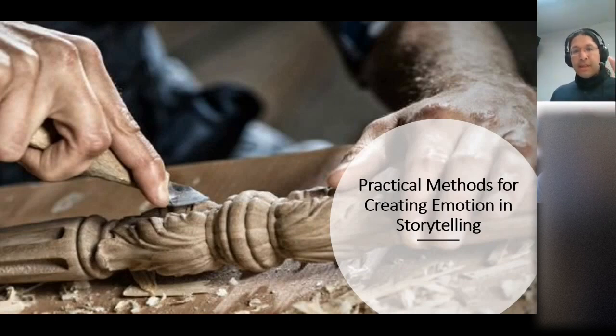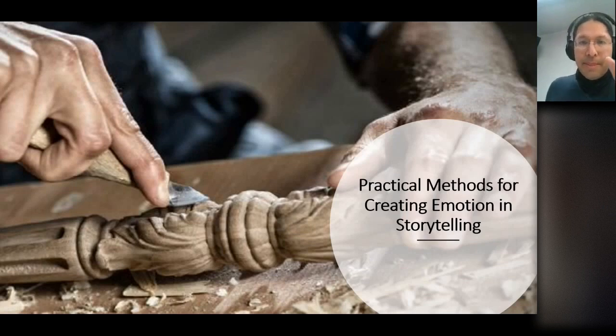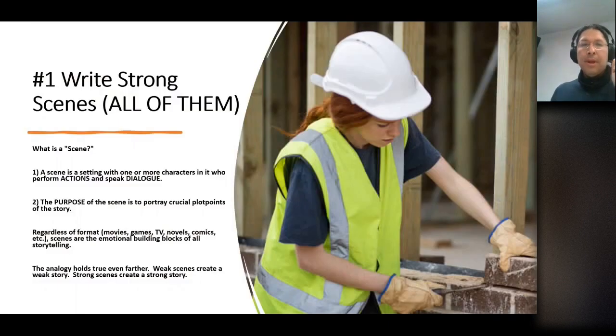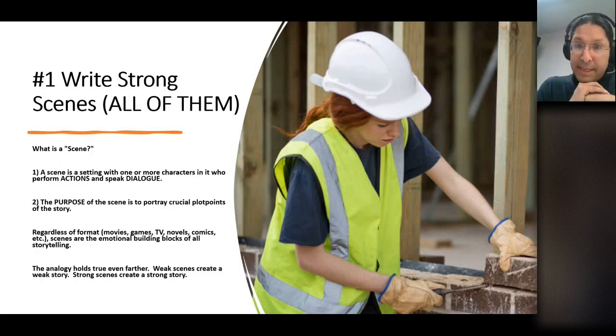So how do we construct the emotional roller coaster? There are two things that we must do. Number one, we write strong scenes. A story is nothing more than a long sequence of scenes, and all of them must be strong. What is a scene? A scene is simply a setting with one or more characters in it who perform actions and speak dialogue. The purpose of the scene is to convey crucial information about the plotline of the story.